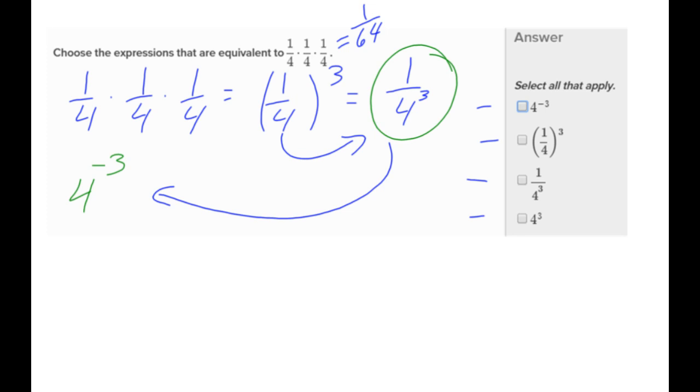but either way. So 4 to the negative 3, I already have that written over there on the left, so I know that one's good. 1 over 4 to the third power, I also have that to the left, so I know that one is good. 1 over 4 to the third power is my middle one. And then 4 to the positive 3 power would be wrong. So those other three, notice they're all equivalent. And as you work on these, hopefully you figure out these properties so that you can apply them as well. Let's move on to the next problem.